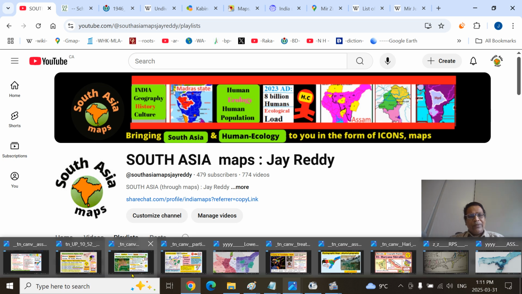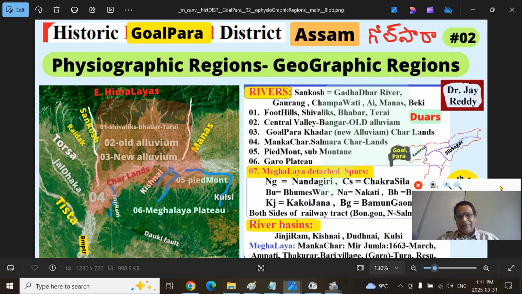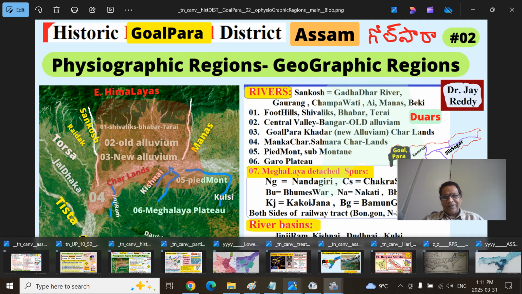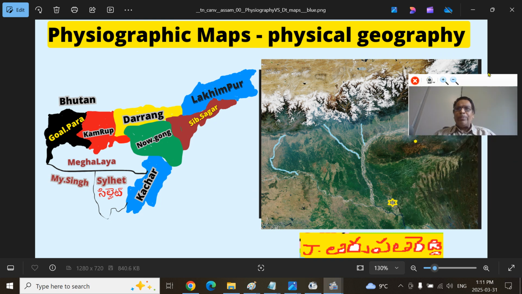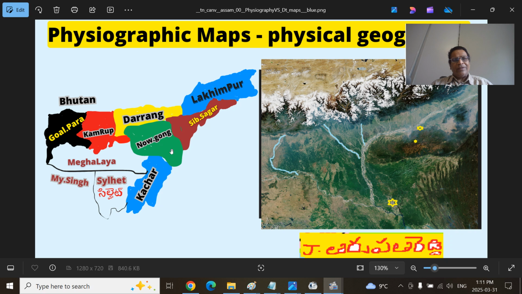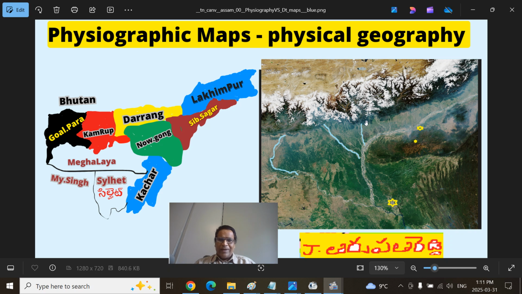Back to our historic GoalPara district's physiographic regions, physical geographic regions. Physiographic regions give you a much broader, deeper understanding of a region. On the left side, you see the political map, administrative map, two-dimensional view. On the right side, you see the physiographic map, the physical nature of the terrain, the land with respect to the water bodies, rivers, plateaus, peneplains, the gorges, canyons, and so on.